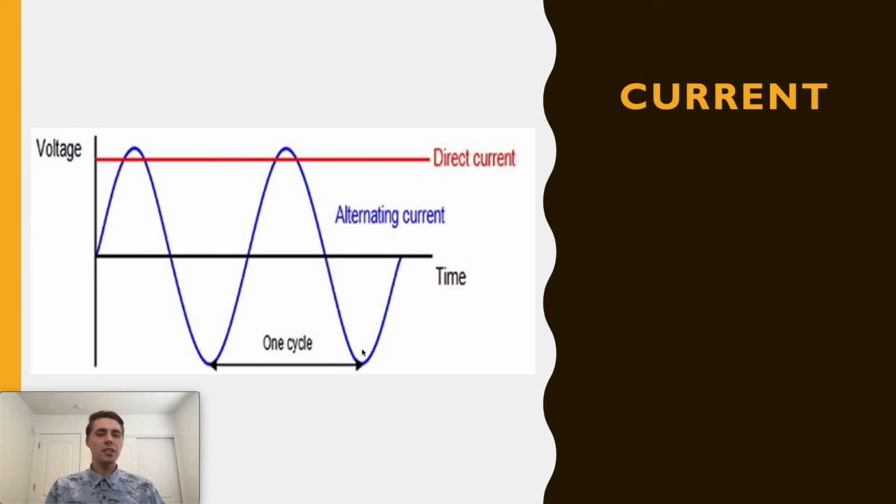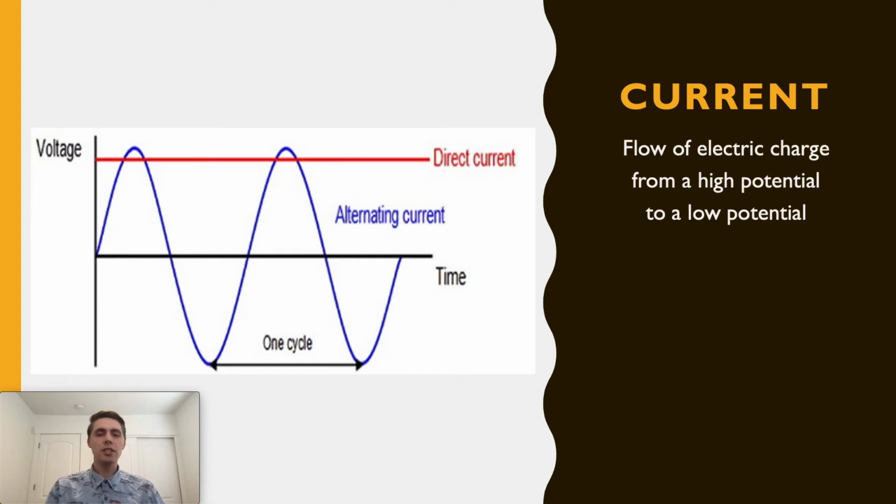And now I really like this diagram here, which is a great visual representation of how the two types of current work. We've got voltage here as a function of time. We've got this red line here, which stands for direct current, and this blue line here, which of course stands for alternating current. Remember that current is defined as the flow of electric charge from a high potential to a low potential. So I just wanted to introduce this diagram to you. We'll come back to it in just a minute. Keep it in your mind for now, but we'll go ahead and move on.